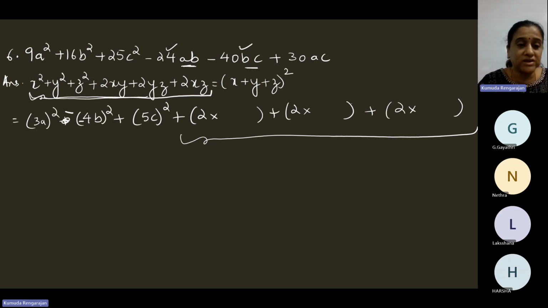Don't change the sign outside here. We don't have the right to do that, because that way you're changing the sign of the identity. This is plus. Here put a minus sign. It's minus 4b the whole square.